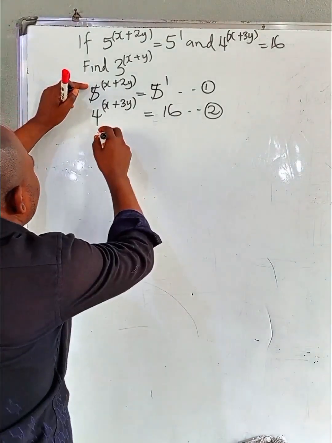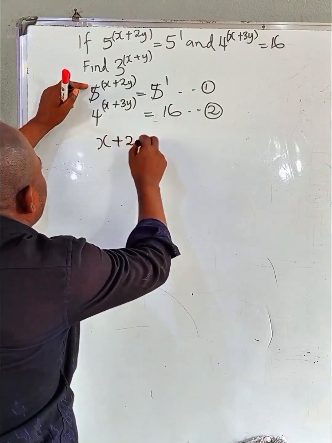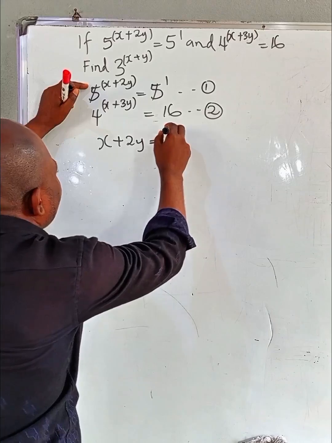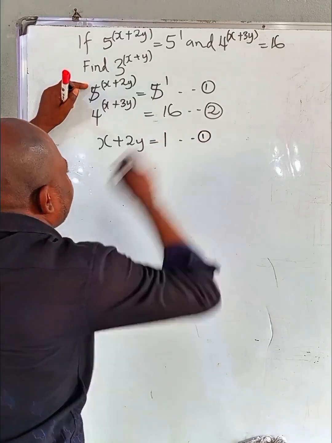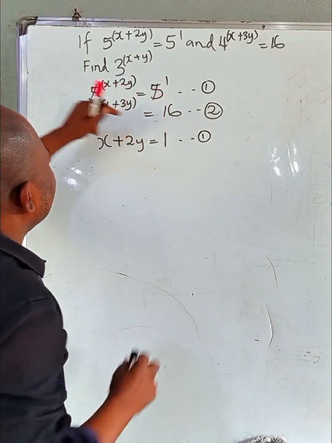And then we have x + 2y = 1. This is our equation 1 now.